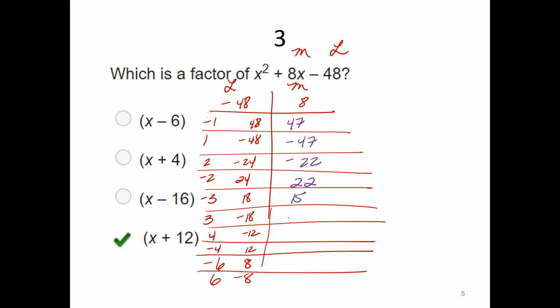So then I have a 15, negative 15, negative 8, positive 8, 2, negative 2. Now, what's your middle number here? Your middle number here is going to be a positive 8. So which one here has a positive 8? There's a positive 8 right there, and that is with a negative 4 and a positive 12. So your answer in this situation is just going to be x minus 4, x plus 12.